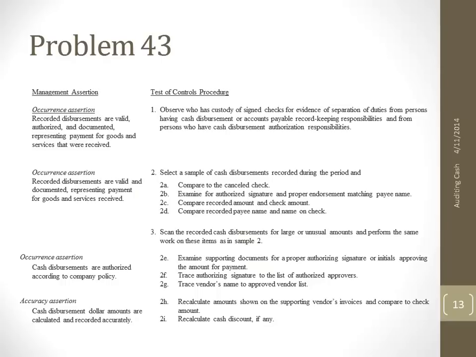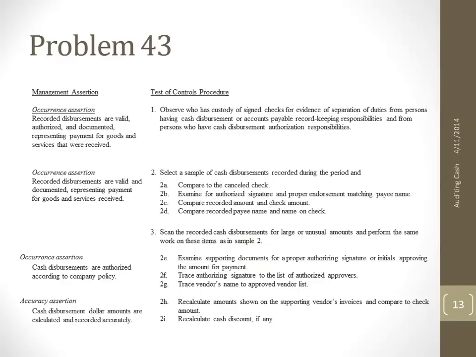Also, under occurrence, you want to make sure that, again, they're valid and documented. It represents payments for goods and services received. So you would select a sample of the cash disbursements recorded during the period from the cash disbursements journal, compare to canceled checks, and examine that it was signed by the appropriate person and that there are matching records. Compare the recorded amount and the check amount, compare the recorded payee name and the name on the check. Scan the recorded cash disbursements for any large or unusual amounts, and perform the same steps as you would from 2A through 2D.